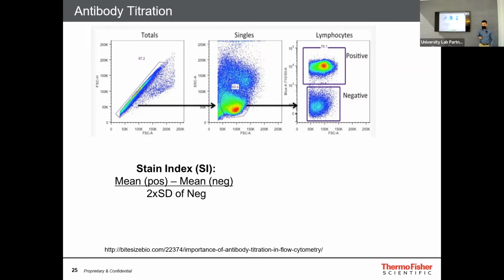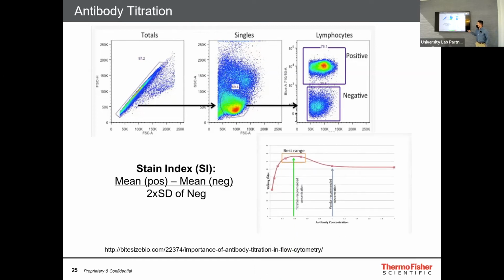Like if I say that PE is brighter than FITC, the way I do that is if I stain a cell with CD3 FITC, I can use that same cell and stain it with CD3 PE, and then follow this formula and take the mean positive minus the mean negative over 2 times the standard deviation of the negative, and you'll get a number. And so you'll see a difference between the FITC and the PE. The PE should be higher. It should have a higher stain index.